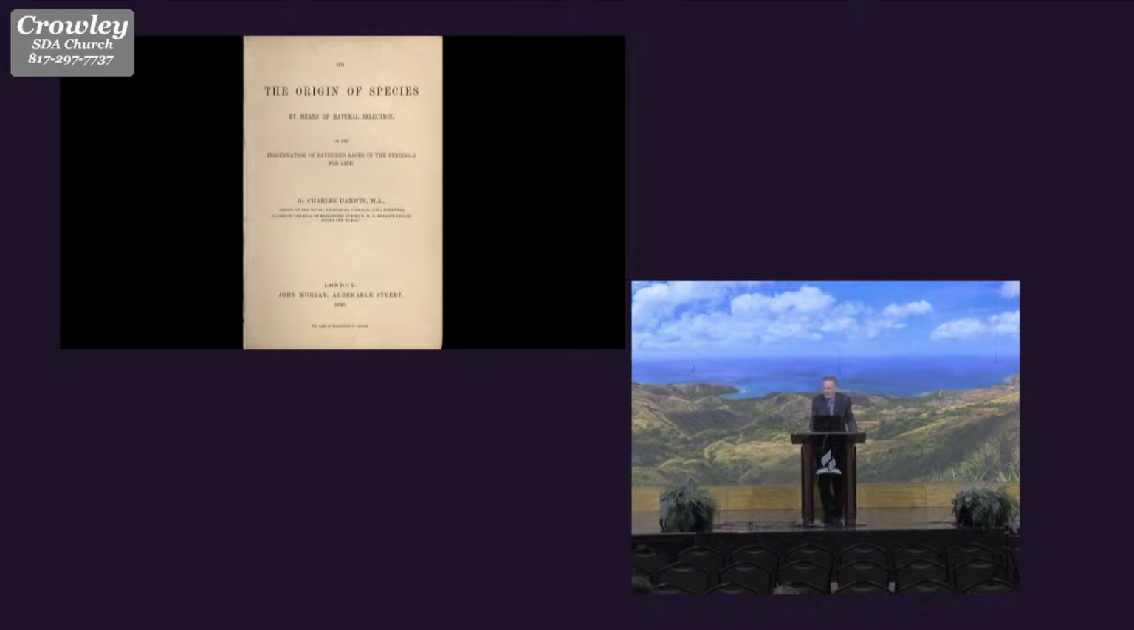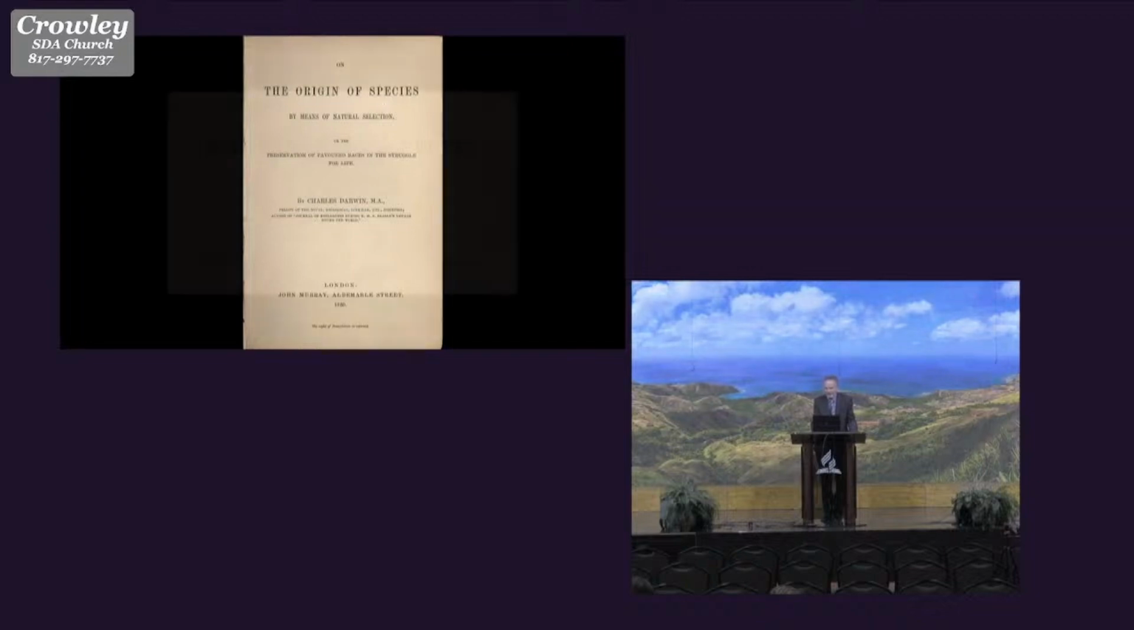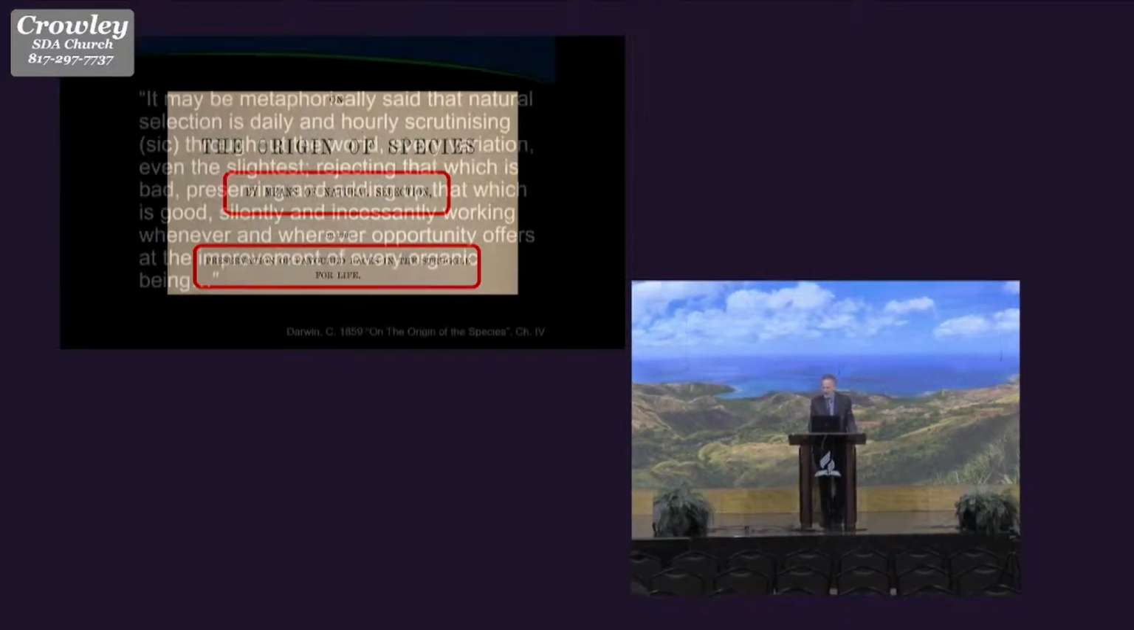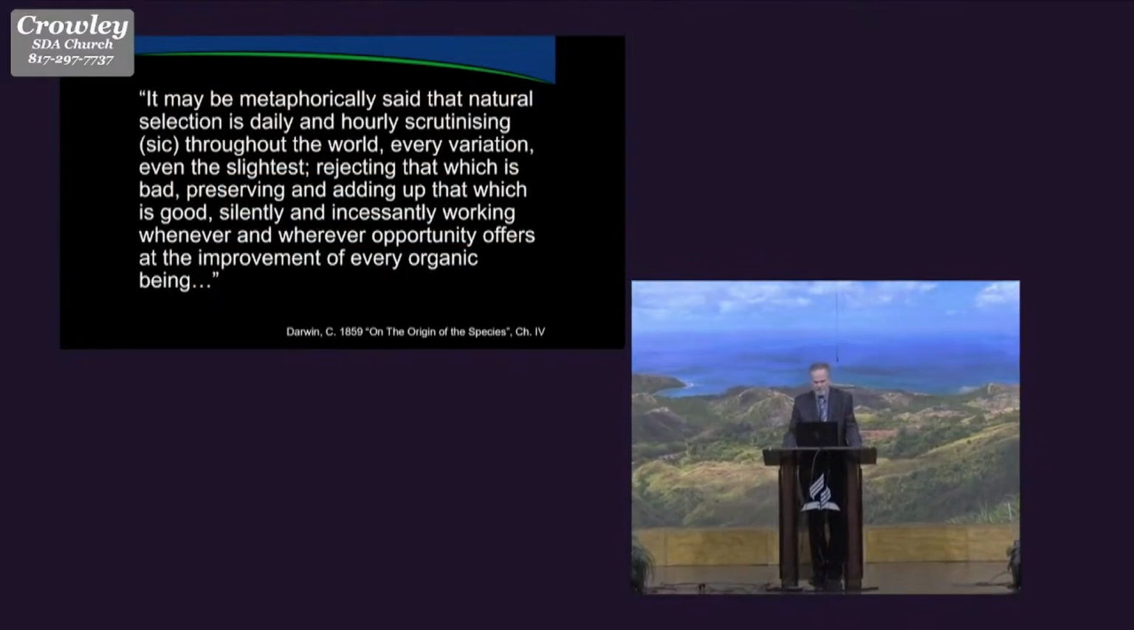I want to quickly revisit Darwin's original work. His book was called The Origin of Species by Means of Natural Selection. But there's more. There's a secondary title, The Preservation of Favored Races in the Struggle for Life. Now, I could spend the better part of an hour describing Darwin's racist and sexist views, but we don't have time to go for that. But I want to go into this book because in chapter 4, it reads this way.